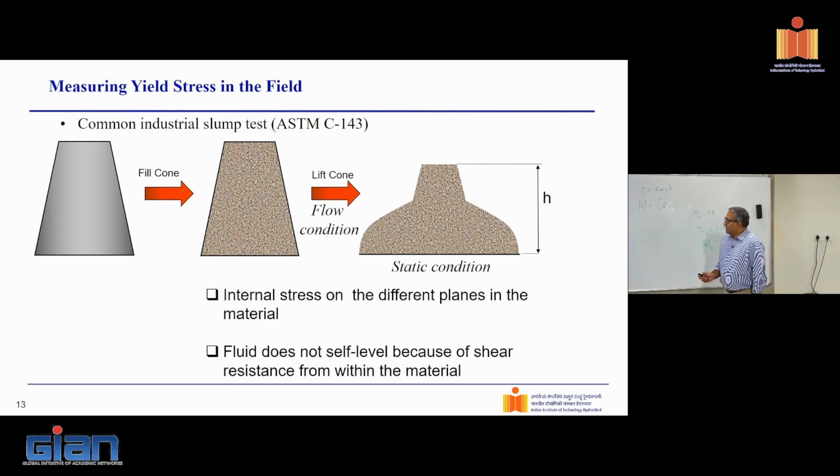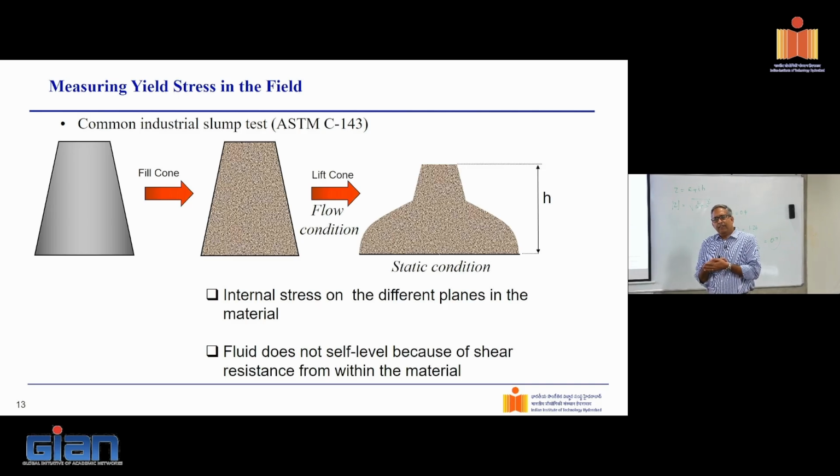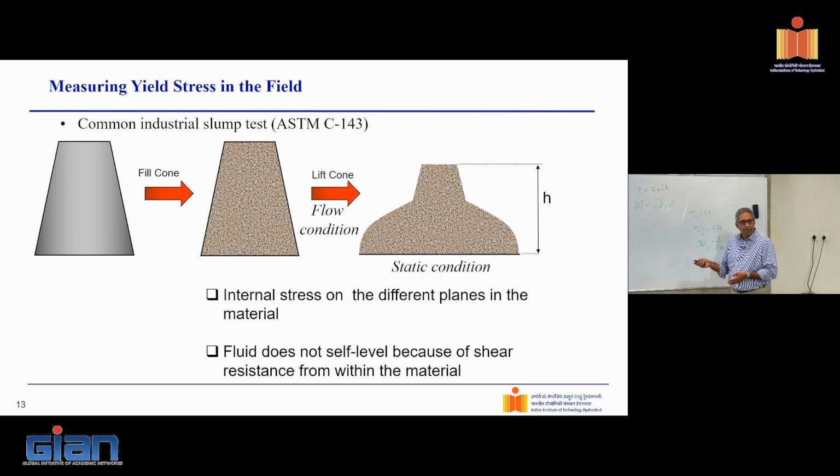And basically, if I was to look at any plane passing through the cement paste here, I can look at the stresses and calculate the stresses on that plane. There will definitely be shear stress present there, right? If I was to draw a plane going through this material, I can do a stress analysis and figure out what the stresses there are. I will have some shear stresses, right?